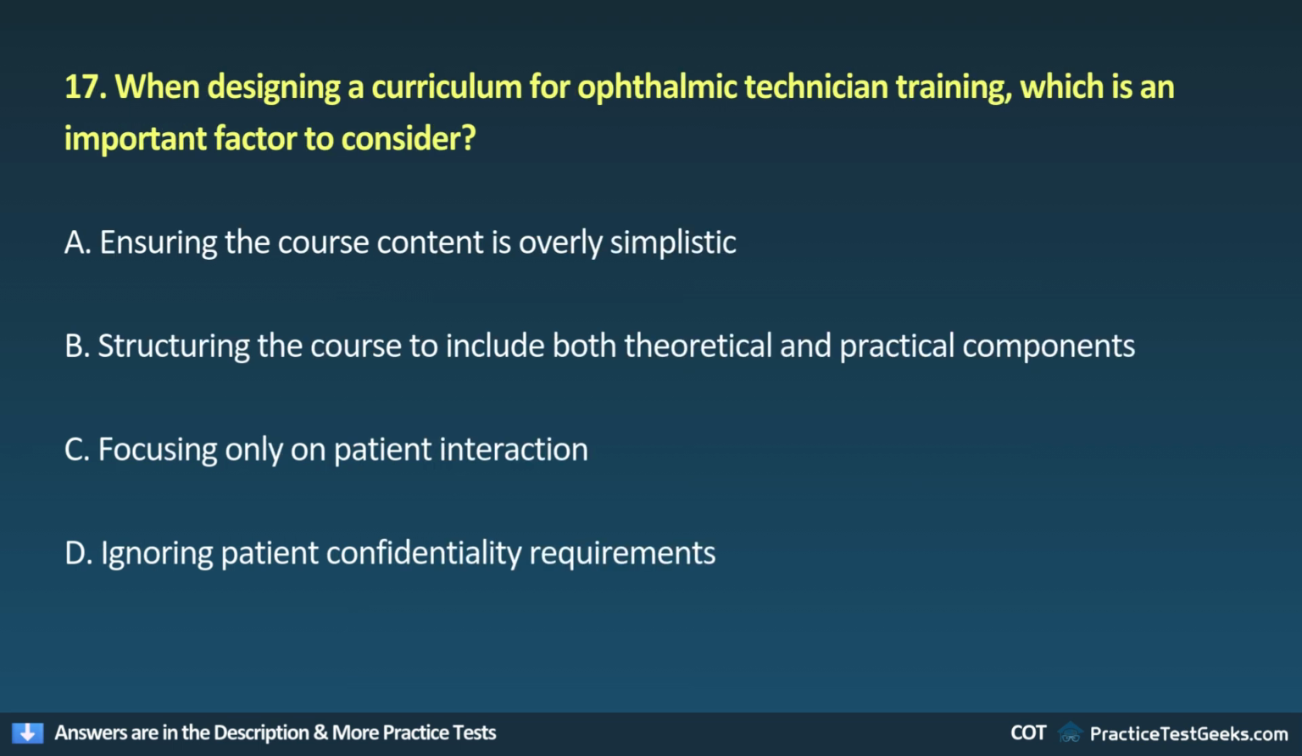17. When designing a curriculum for ophthalmic technician training, which is an important factor to consider? A. Ensuring the course content is overly simplistic. B. Structuring the course to include both theoretical and practical components. C. Focusing only on patient interaction. D. Ignoring patient confidentiality requirements.